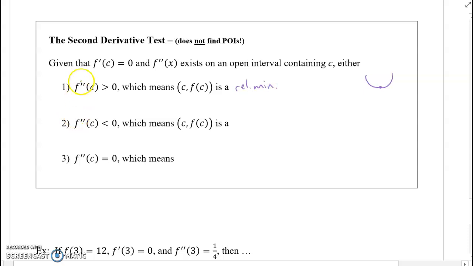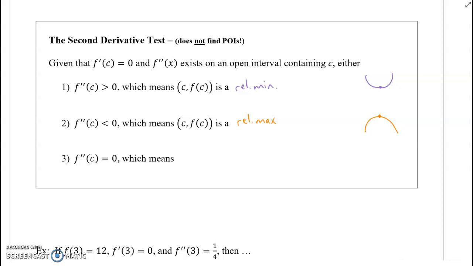And if the first derivative is equal to 0 and the second derivative is negative, or if we're concave down, draw the frown, we find the point on that concave down curve where the first derivative is equal to 0, then it's completely obvious that we're looking at a relative maximum. So that's what the second derivative test tells us. We're still finding relative extrema, but we're using the second derivative instead of the first.